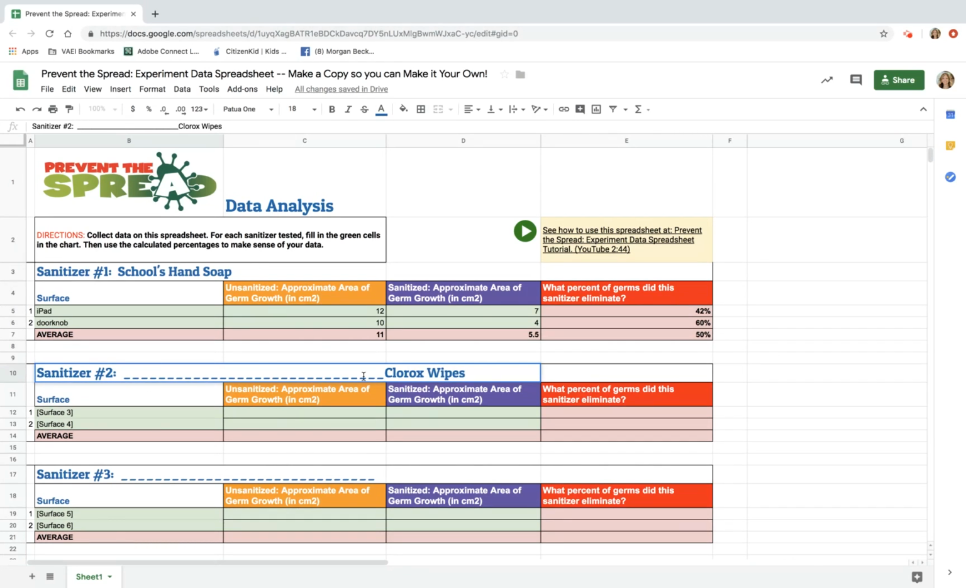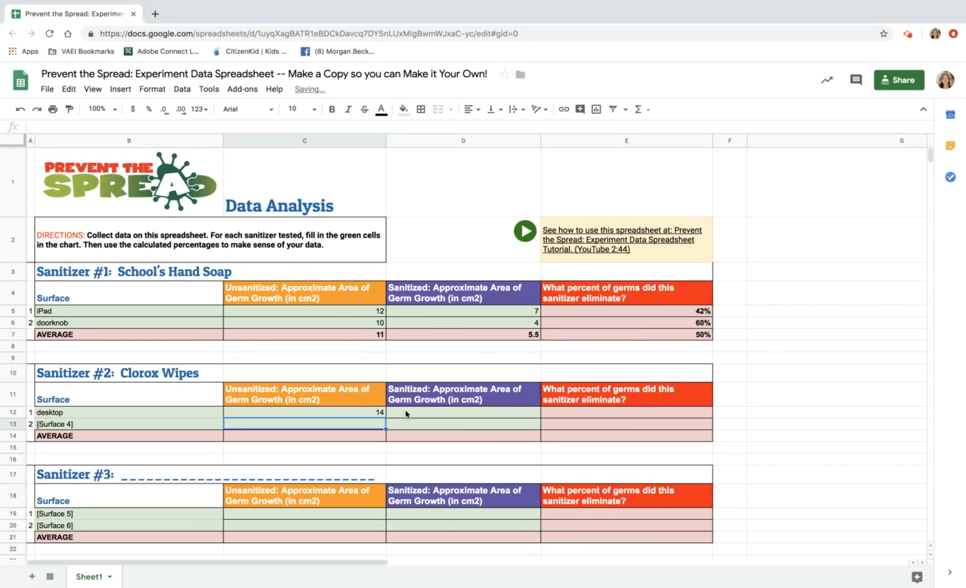If you don't like those lines there, we can just back those up. So we use some Clorox wipes, and we are going to then go down to surface number 3. Let's say that we sanitized a desktop. We're going to put that in there at the surface, and then, same thing as we did before, we're going to take that Petri dish that was unsanitized. You're going to place that on top of the centimeter grid paper and get that measurement. Let's say it was 14, big one.